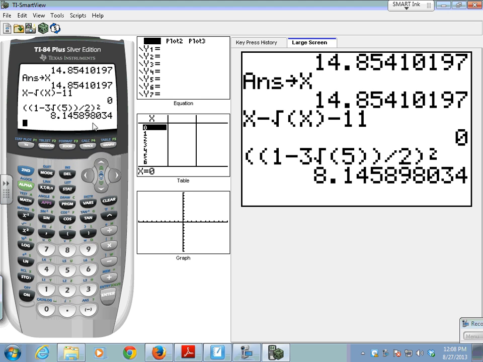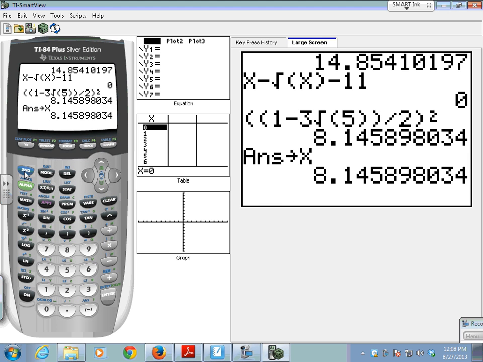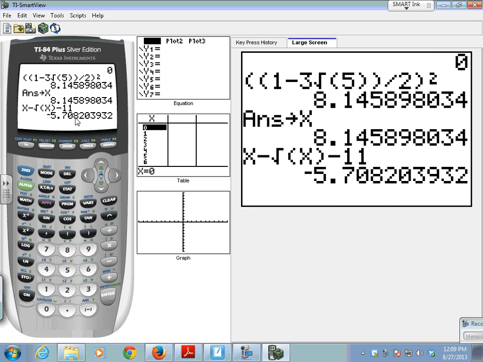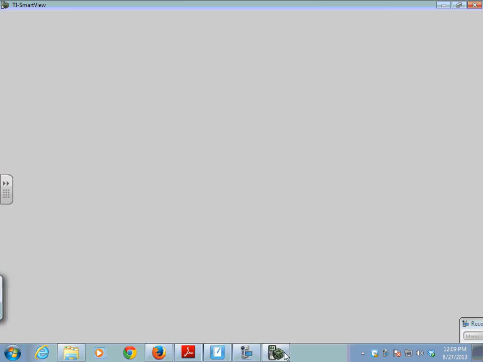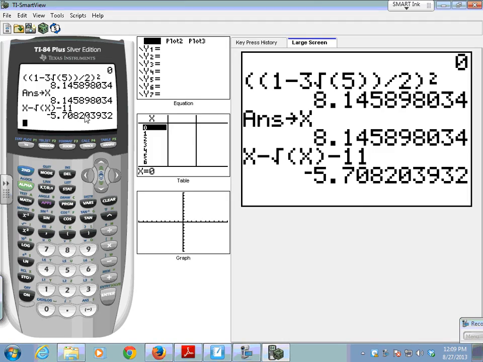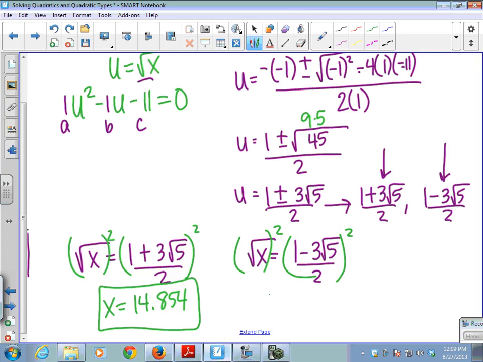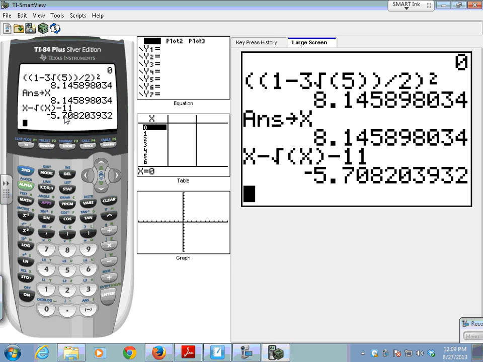So I'm going to take this answer and store it for x. And then, again, make it easier on myself and not type in my entire equation again, but hit second enter until it comes back on the screen, and then try that. Now, this does not give me 0, so 8.146, if I round that, x equals 8.146 is not going to be a solution, so that one is not going to work since it didn't give us 0 when we plugged that back in.